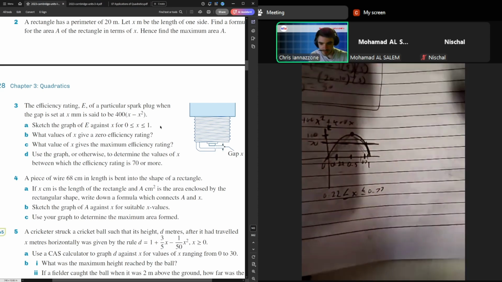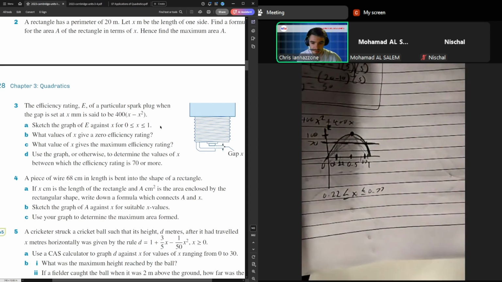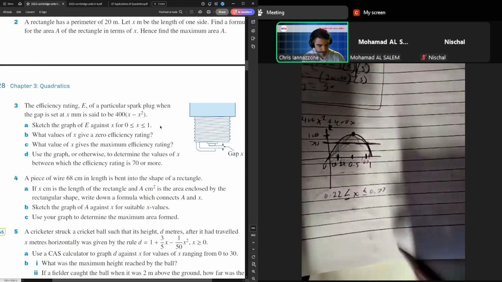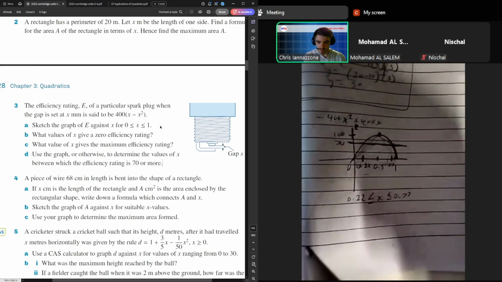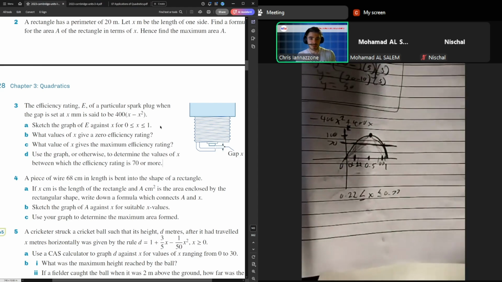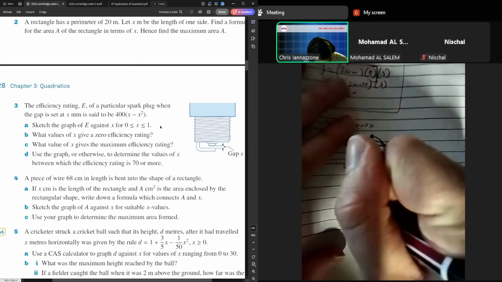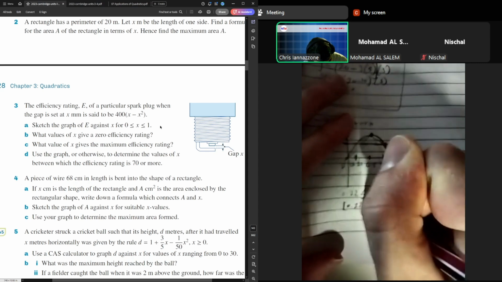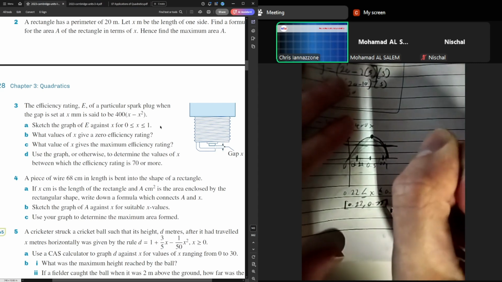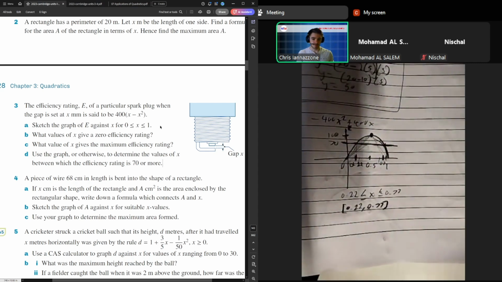Fundamentally, the main thing I want you to understand is how you write that answer. You give it as an inequality, or I guess more specifically an interval, which means you could use inequalities, or you could use brackets, 0.22, 0.77, using square brackets because they are inclusive.